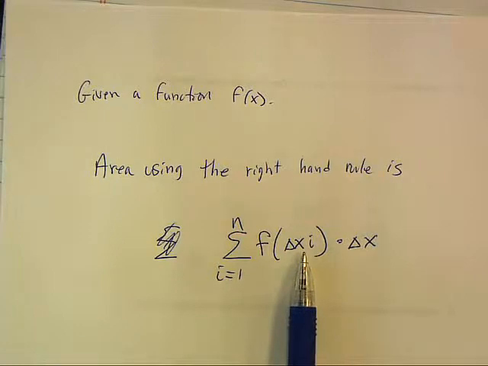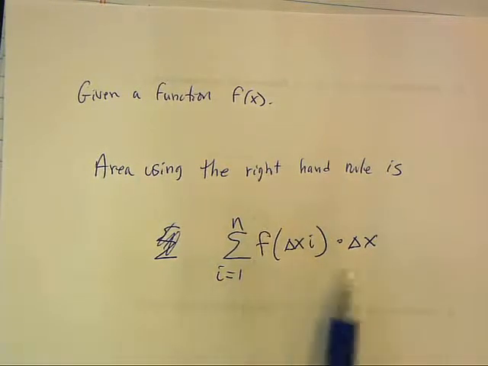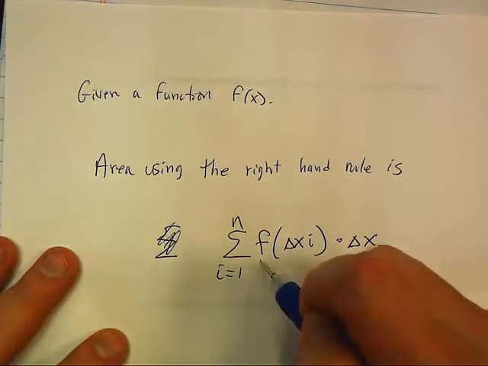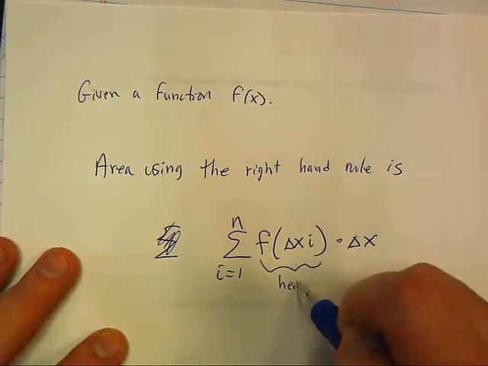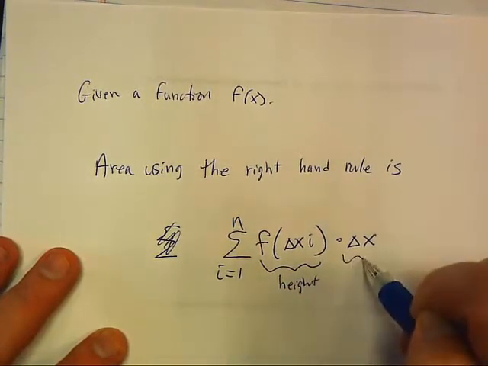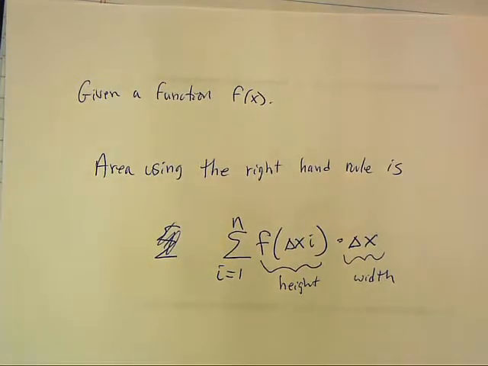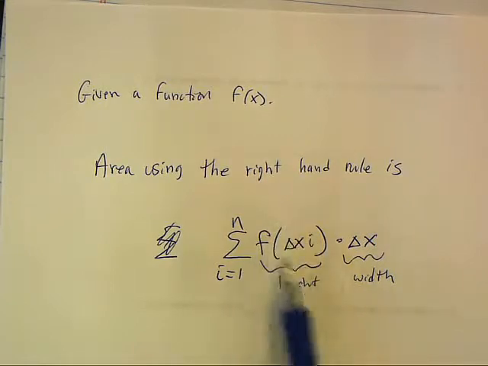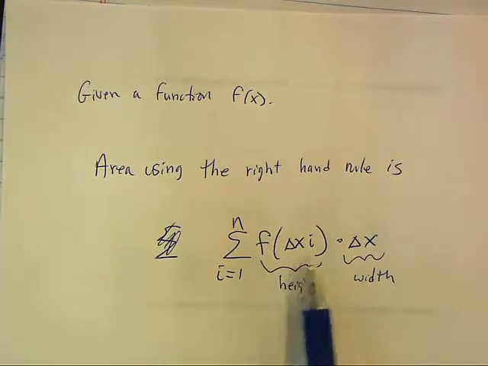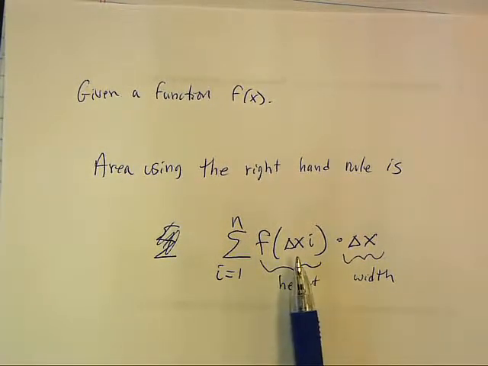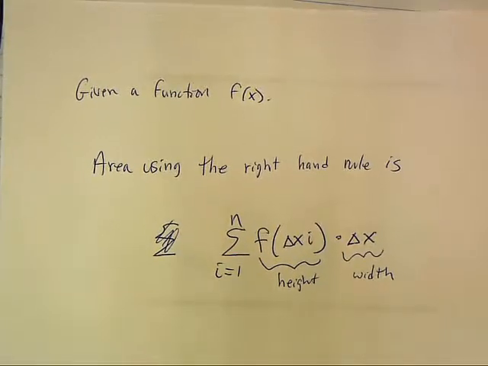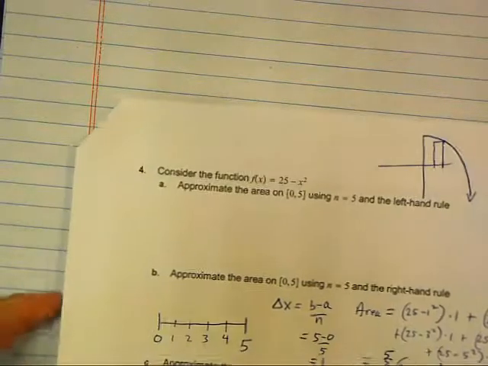And we'll see in a minute that because of this piece right here, this gives the height of each rectangle, and this gives the width. We will see in just a minute that there's an advantage to using the right-hand rule. The advantage comes in this part right here. If you use the left-hand rule, this part's a little bit uglier. Okay, so let's see if we can figure out what that is. Then we'll go back and do part A, and we'll do part B.